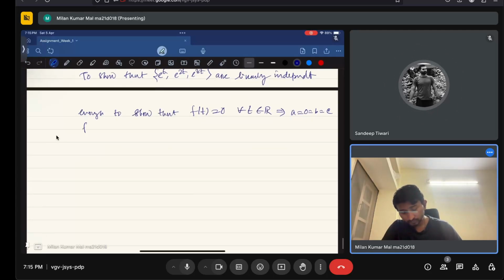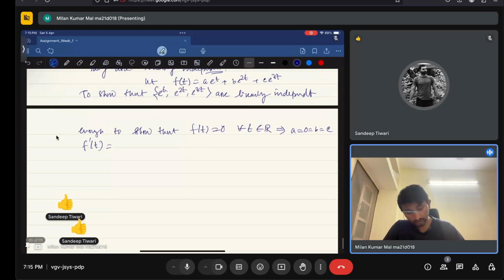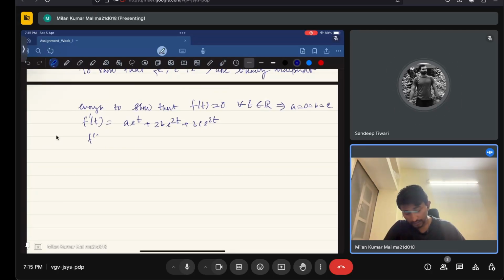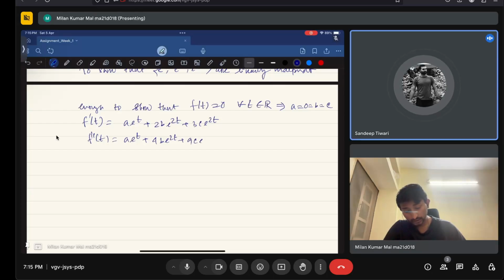So what is f dash t? That is equal to a e to the power t plus 2b e to the power 2t plus 3c e to the power 3t. Now f double dash t is equal to a e to the power t plus 4b e to the power 2t plus 9c e to the power 3t. Now put t equal to 0.